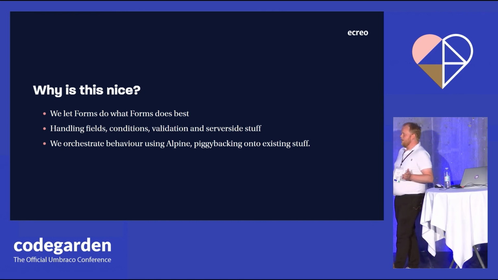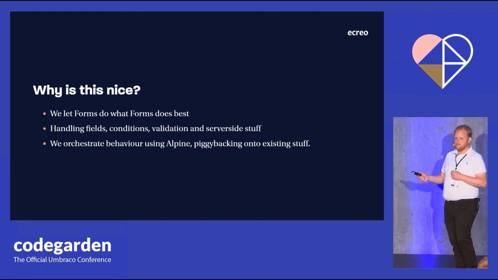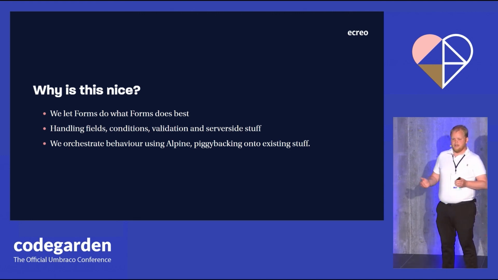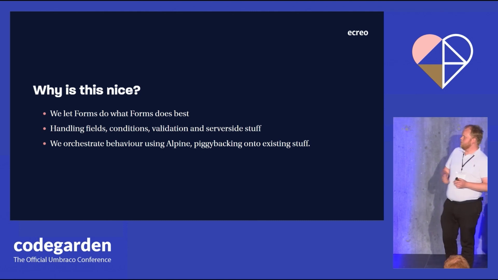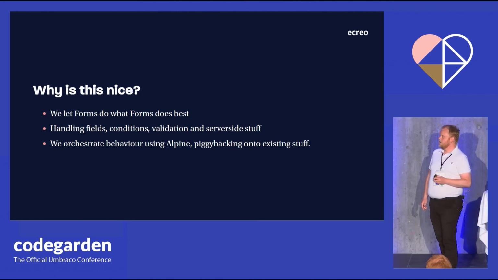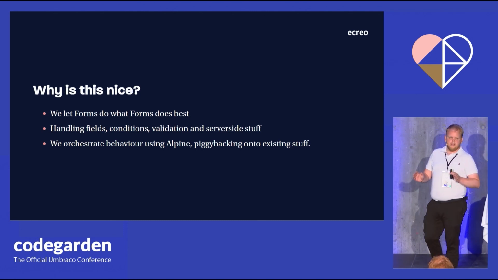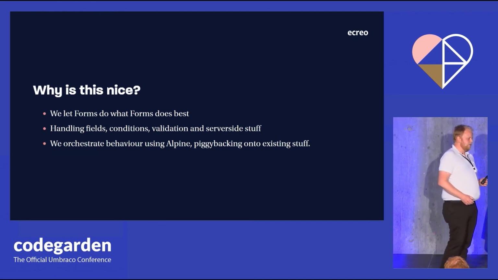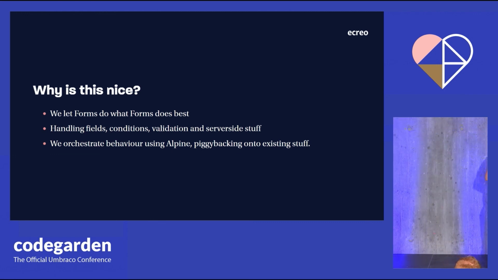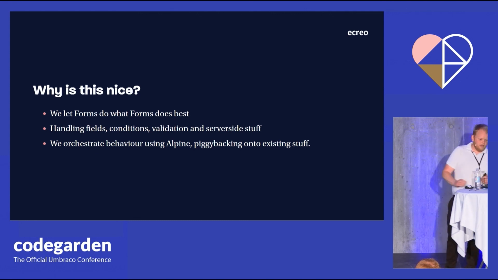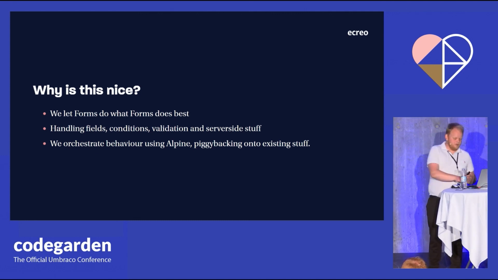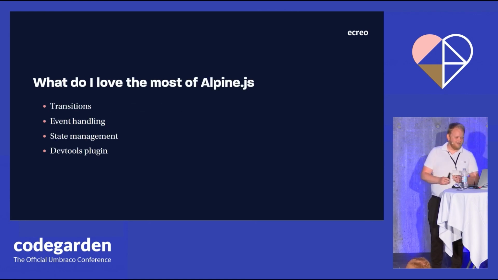So why is Alpine nice? And especially with forms, we let forms do what forms does best, and that's handling the fields, the conditions, validation, all the server-side stuff, bringing the user back to the page if something goes wrong. And then we use Alpine to orchestrate the behavior that the browser should actually do. So we don't have to invent a lot of things that forms already have. We just need to tell Alpine to take the request, send it through Ajax, and handle the response. I had a longer code snippet for that, but I only have 25 minutes.